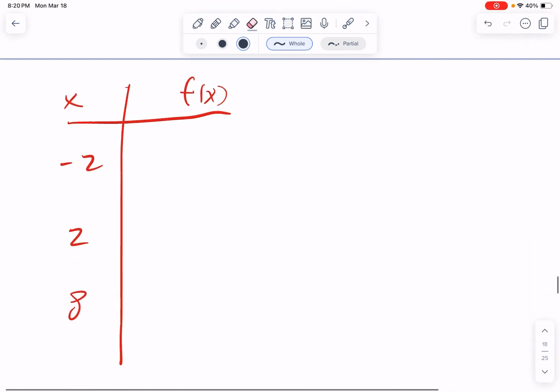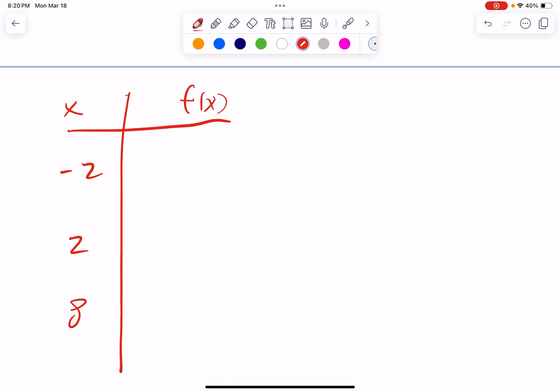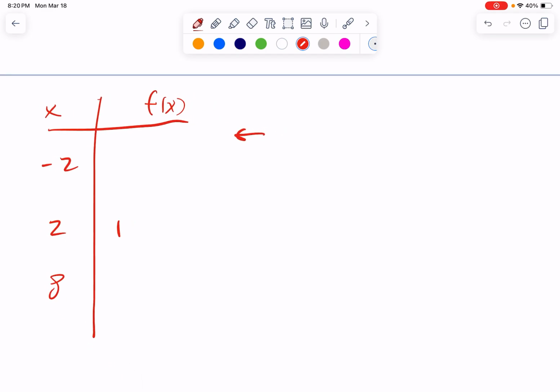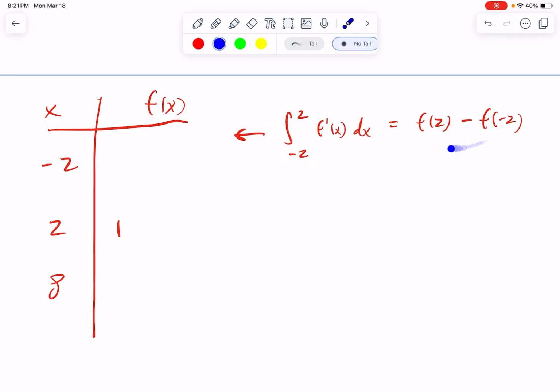Let's make this concrete. So f of 2 is equal to 1. We'll just plug that in. I will label this as the work I'm doing. What I know is that the definite integral from negative 2 to 2 of f prime of x is equal to f of 2 minus f of negative 2. That's just the fundamental theorem of calculus. Here I am integrating the derivative. Here we are measuring the change in the function f. And I know that this is equal to 1.